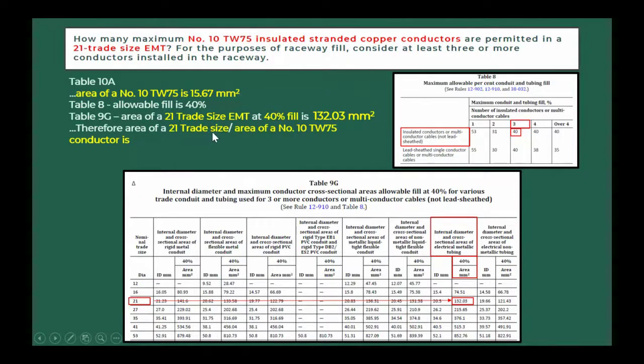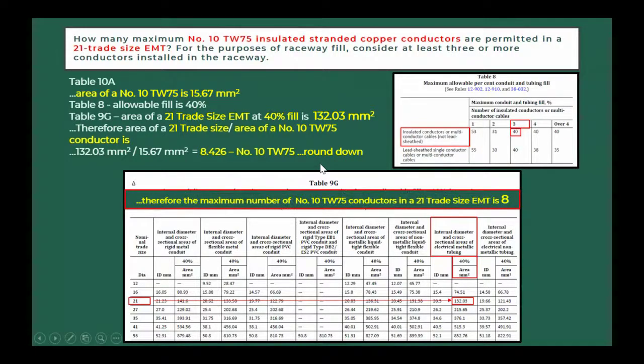And take the area of the pipe divided by the area of the wire is 8.426, round down. Remember, because you can't put like 0.426 of a conductor in a raceway, so I'm going to go to 8. So therefore, the maximum number of 10s in a 21 trade size is 8. Yeah, good.